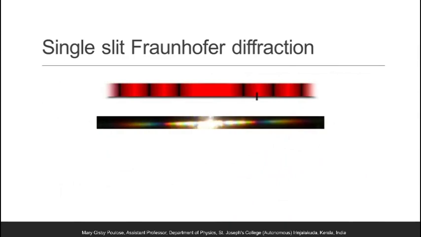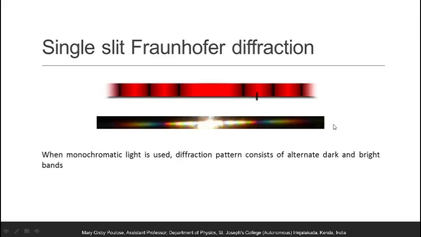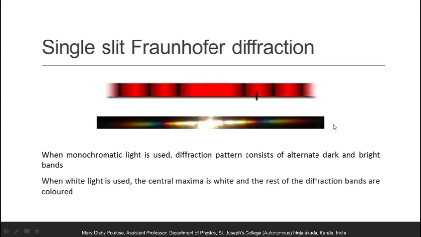Now this is the pattern we get from a single slit Fraunhofer diffraction. The difference is in the wavelength of light used. The image shown above uses monochromatic red light, whereas the image shown below uses white light. When monochromatic light is used, the diffraction pattern consists of alternate dark and bright bands, whereas when white light is used, the central maxima is white and the rest of the diffraction bands are colored on either side.